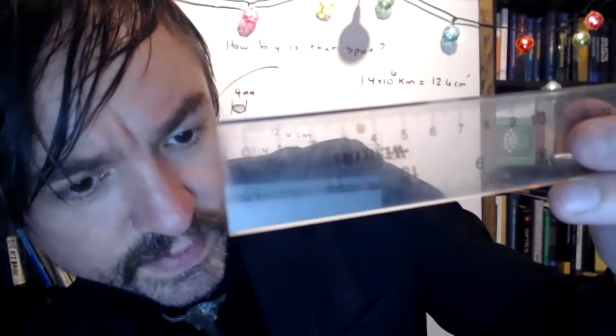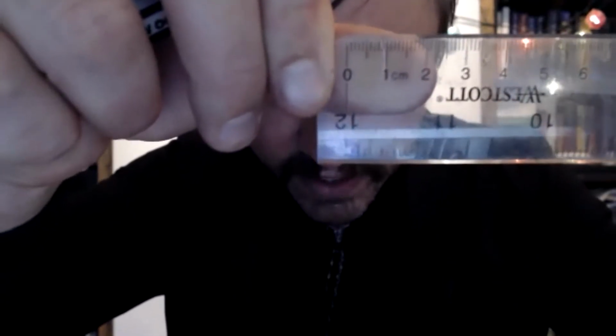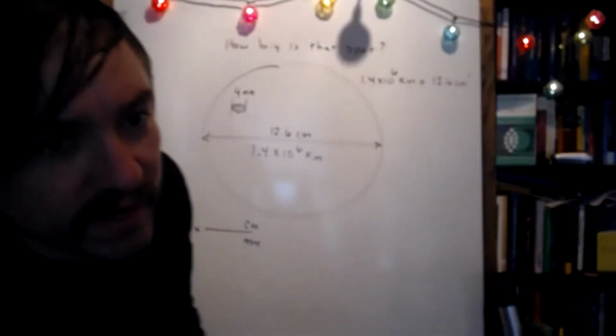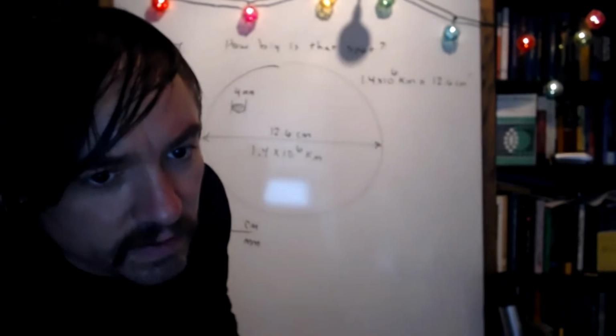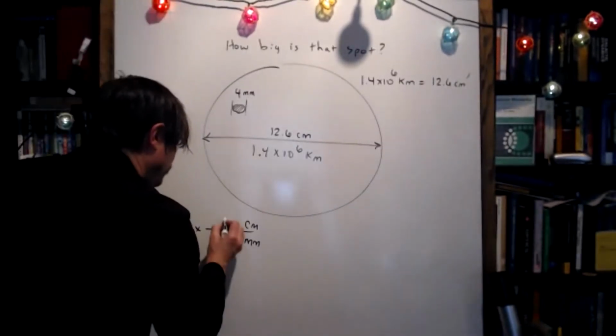Let's just break it down here. This is a centimeter. The little tick marks are millimeters. How many millimeters are in a centimeter? 10. Thank you. All right, so give me my conversion factor. 10 on the bottom, and then 1 on the top. Okay, what do I do next, Wyatt?